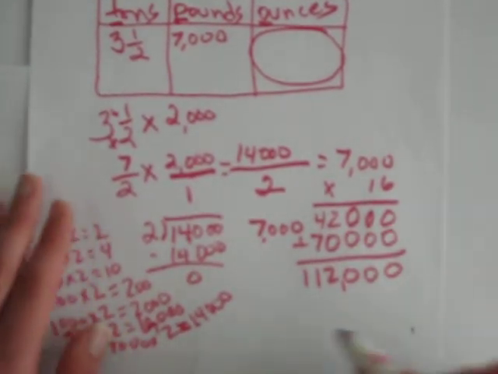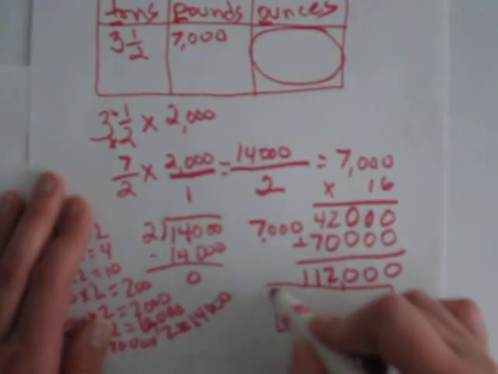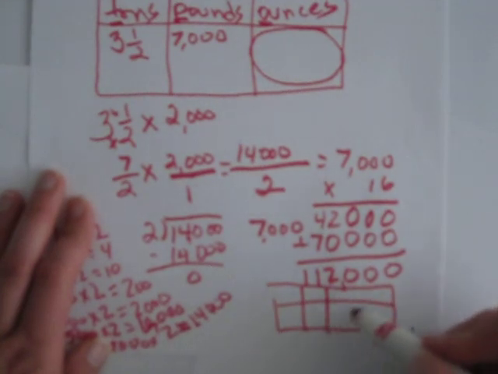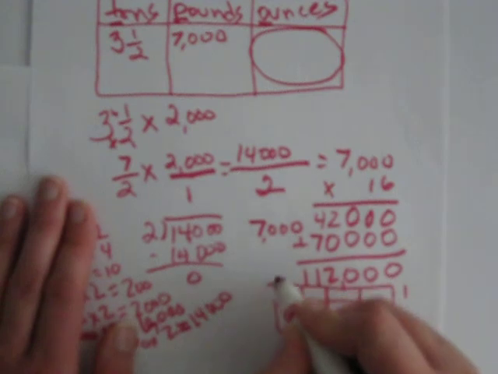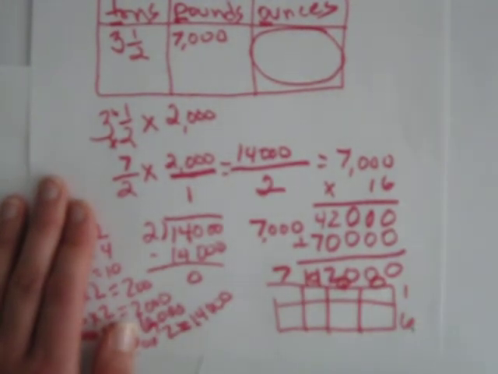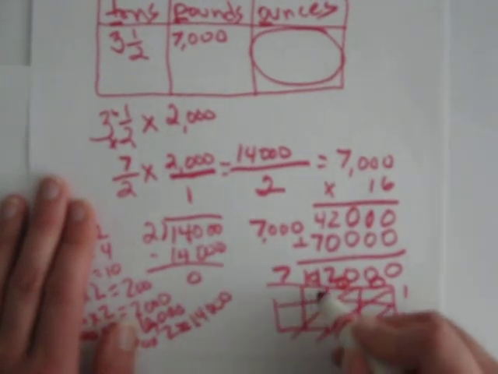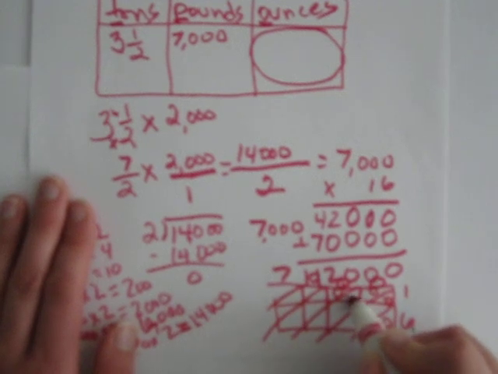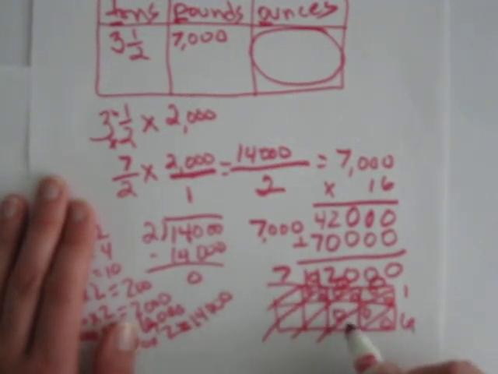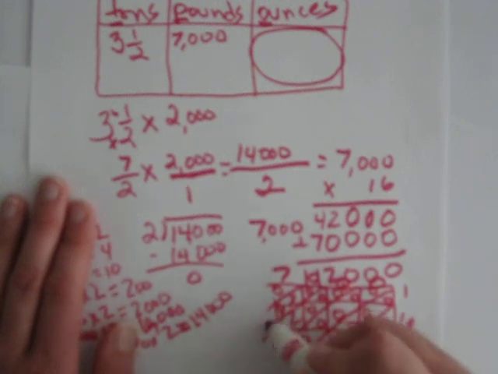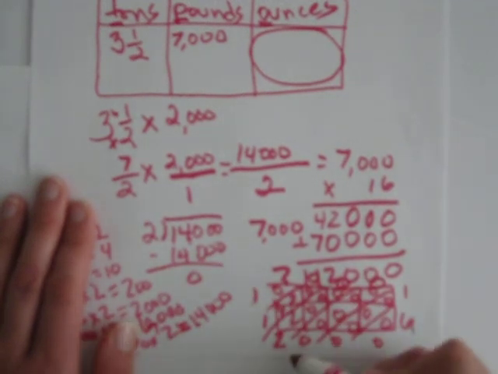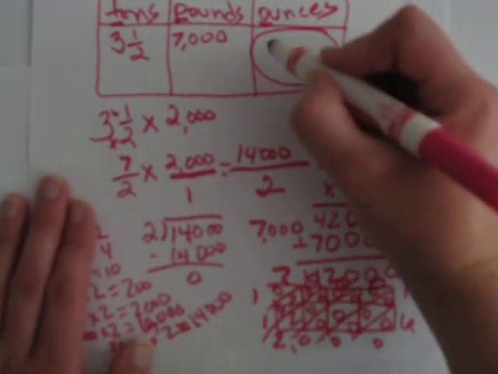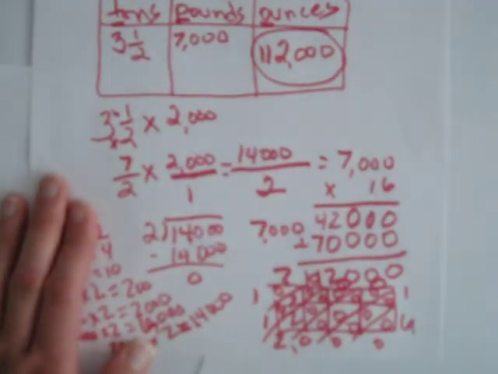So I'm going to do it using, I think I'll use lattice down here. Okay, so I'm going to do 16, and I'm going to do 7,000. I'm going to squeeze it in here. And I'm going to draw in my lattice. Okay, so now I have 6 times 0 is 0, 1 times 0 is 0, 1 times 0 is 0, 1 times 0 is 0, 6 times 0 is 0, 6 times 0 is 0, 1 times 7 is 7, and 7 times 6 is 42. So I get 0, 0, 0, 2, and I get 11, so I have to carry, and I get 1. So I get, again, 112,000. So there is 112,000 ounces in 3.5 tons.